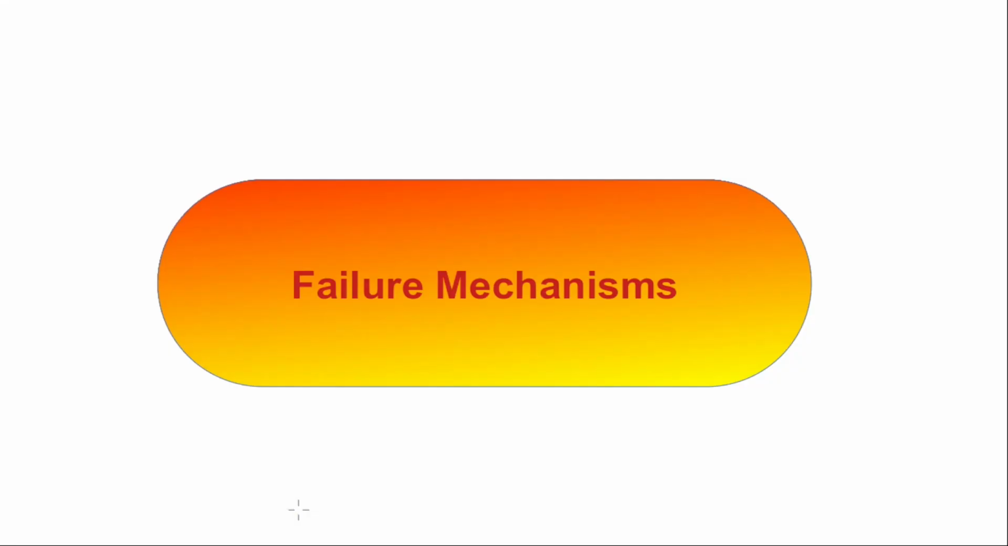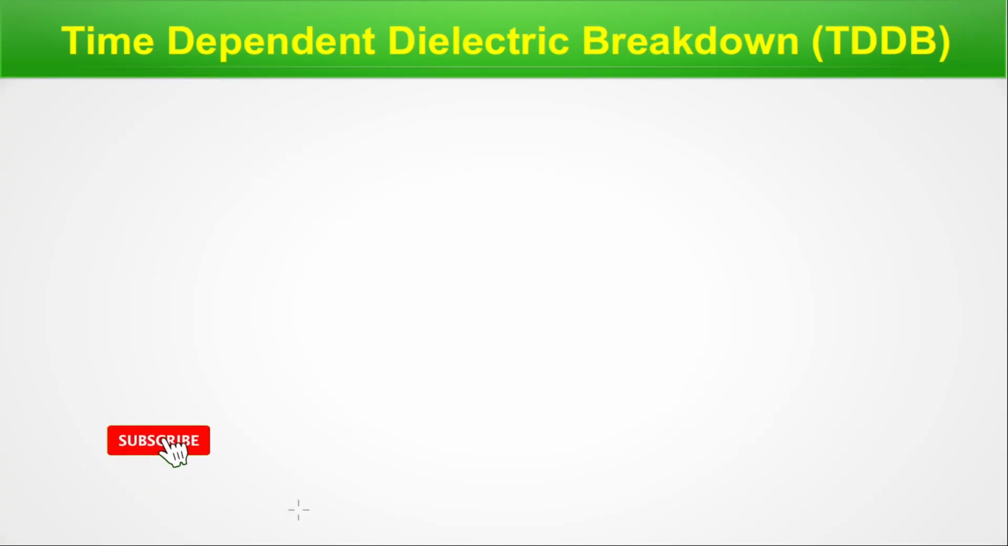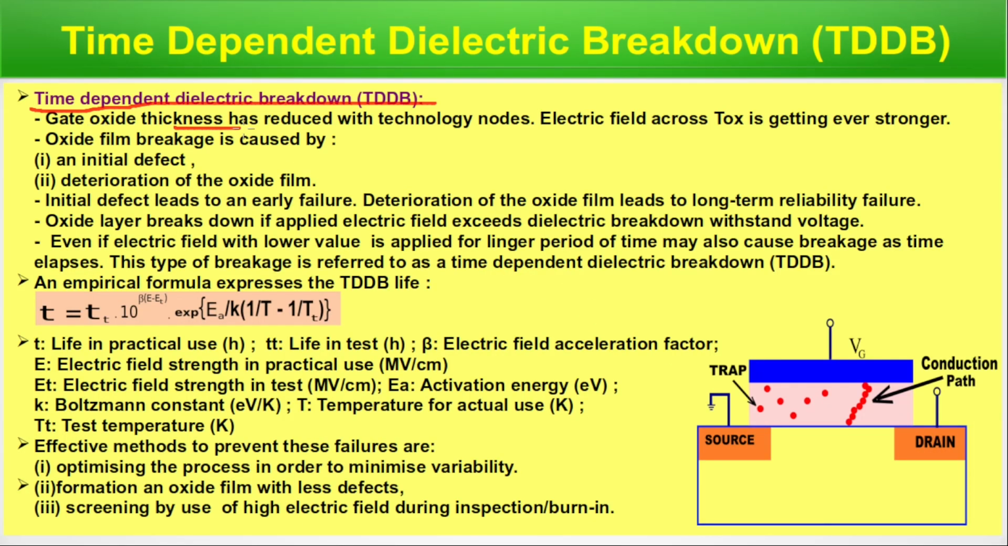Now failure mechanisms. First mechanism is time dependent dielectric breakdown or TDDB. Gate oxide thickness has reduced with technology nodes. Electric field across TOX is getting ever stronger. Oxide film breakage is caused by an initial defect, deterioration of the oxide film. So two types of situation may arise: that an initial defect is there in the oxide layer, or over time it got deteriorated.